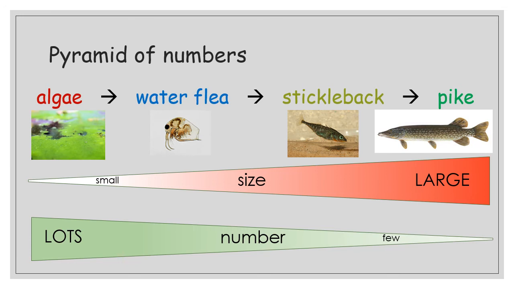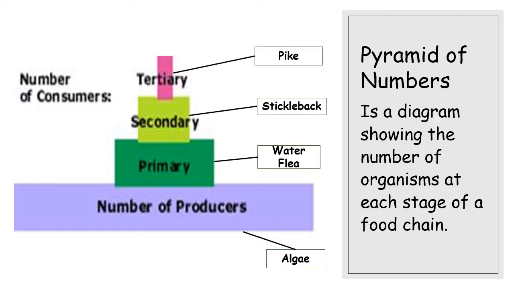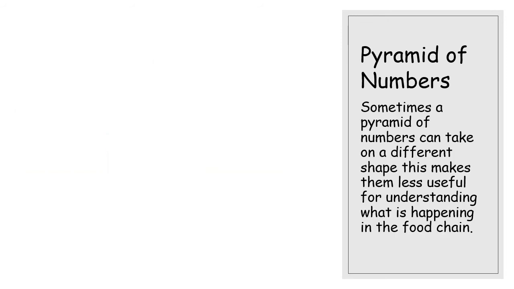So that helps us get an understanding of the pyramid of numbers. A pyramid of numbers is a diagram showing the number of organisms at each stage in the food chain, and that generally does form a pyramid shape as well. So we have algae, water flea, stickleback and pike as per that previous food chain. That's again what we saw in terms of the shape of a pyramid, like the previous one, the pyramid of energy. Sometimes, however, pyramids of numbers produce really odd shapes, so not a classic pyramid shape.